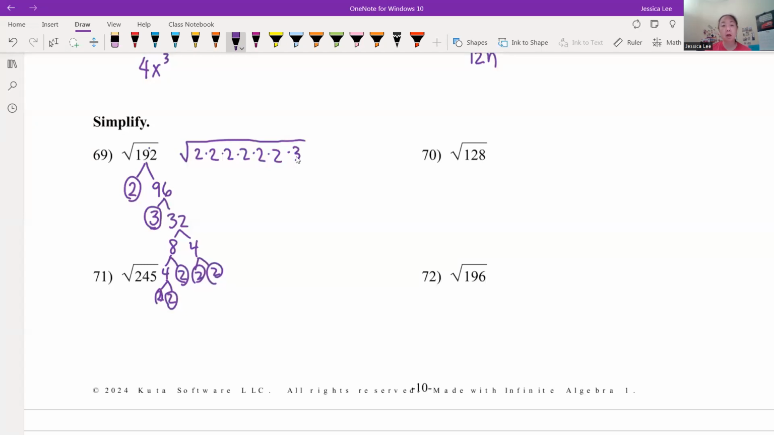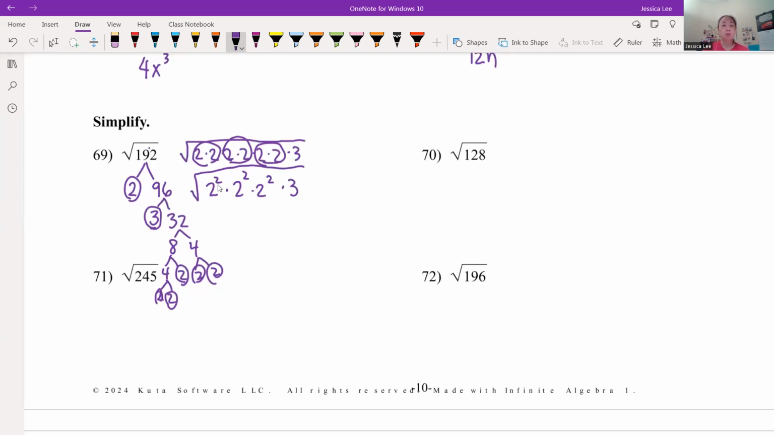So if we were to multiply this all up, 2 times 2 times 2 times 2 times 2 times 2 times 3, that equals 192. Don't believe me? Try it. See, it's the same. Okay, so now I'm going to look for my perfect squares. 2 times 2, that's 2 squared, perfect square. Times, I have this one right here, 2 squared, and I have another one, 2 squared. And then I have this 3, that's not a perfect square, but I'm going to leave it, times 3.